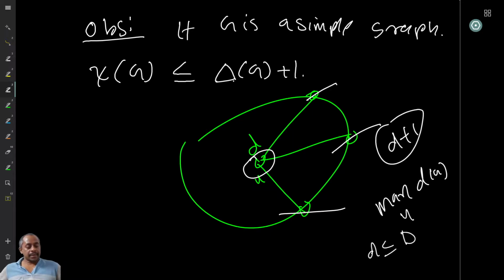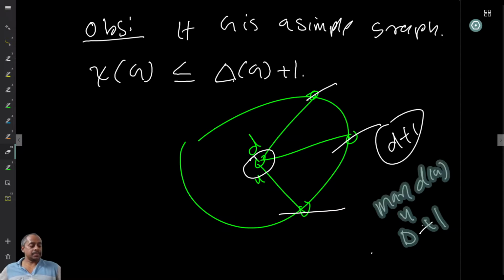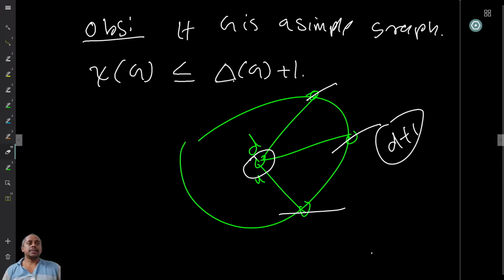So when I'm taking delta plus 1 colors, I have at least one color available even if I use all the delta neighbors with different colors. Therefore I say that I can always color with delta plus 1. So the chromatic number is less than or equal to delta of G plus 1. This is immediately clear.